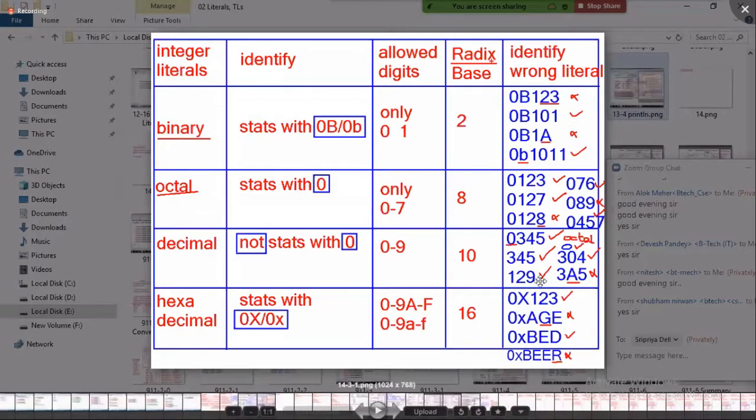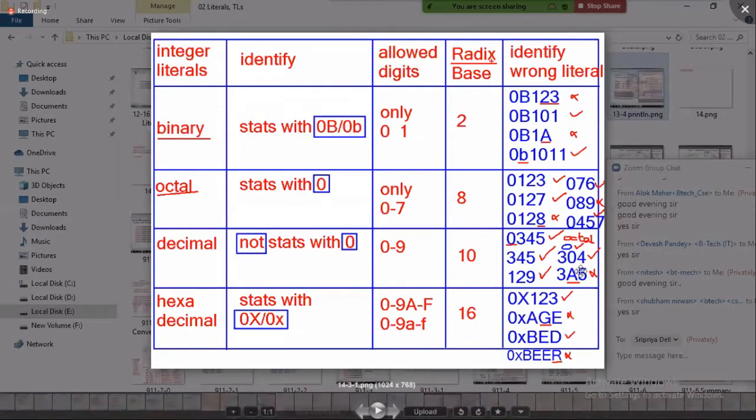Okay, so I hope if I give you some numbers, you can identify what type of literal it is, valid or not. Yesterday we saw that if I write 0123, it is converted into decimal. So if we use binary, octal or hexadecimal literals in the program, they are internally converted to decimal numbers. Then the calculation will be performed and the value will be displayed.